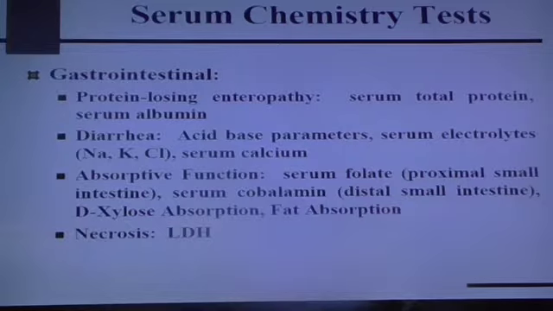If we have diarrhea, you can look at our acid-base parameters, but what about our serum electrolytes? If we have diarrhea, what are your blood sodium, potassium, chloride going to be? They're going to be low. What if only your chloride and your potassium are low and your sodium is normal? Vomiting. Follow us up. Why would your acid-base parameters be upset?